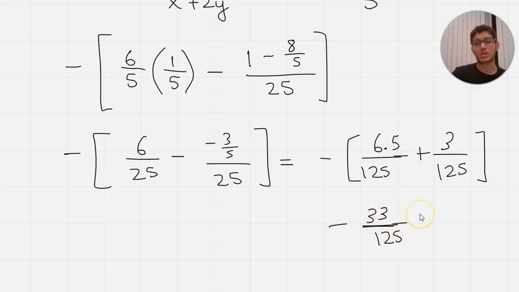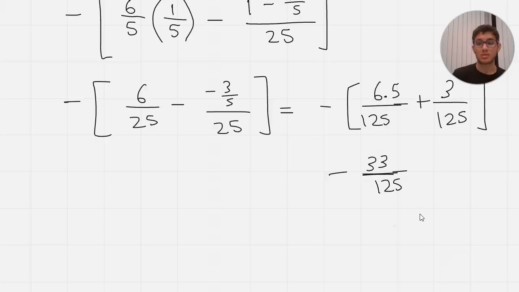However, we don't need to leave it like this. We can take out, oh no, yeah, we do. 33 is 3 times 11. There's no 3 or 11 here. So this is our final answer. And with that, we're done.